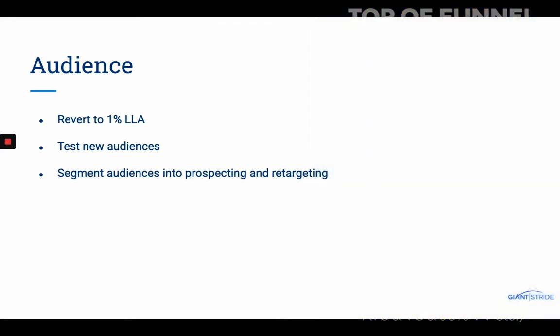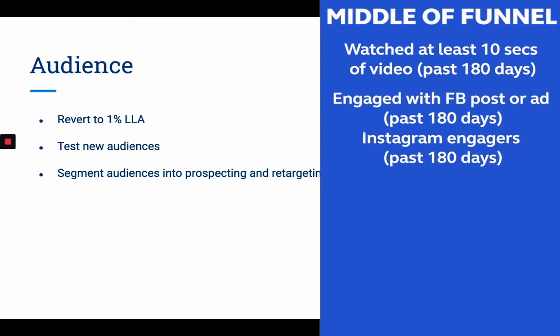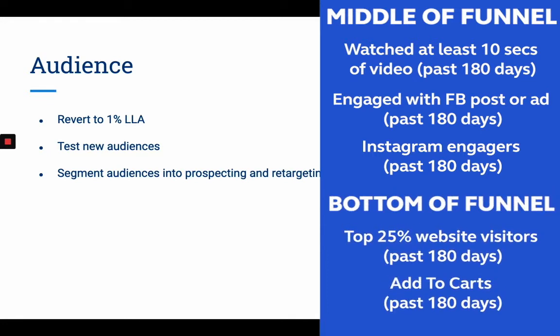And then for retargeting campaigns, what I like to do is to just have 2 ad sets in the campaign. One ad set for middle of funnel and the other ad set for bottom of funnel. And the way I classify my middle of funnel audience are audiences that have watched at least, let's say, 10 seconds of my video, audiences that have engaged with my Facebook post or ads, or audiences that have engaged with me on Instagram. So those would constitute my middle of funnel audiences.